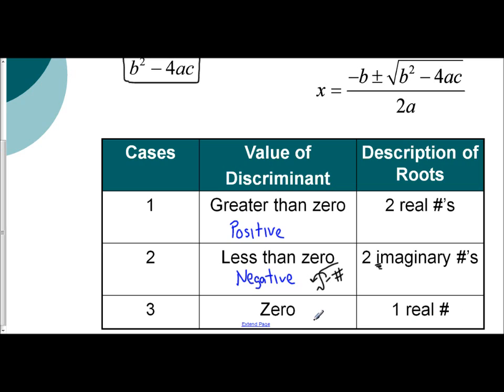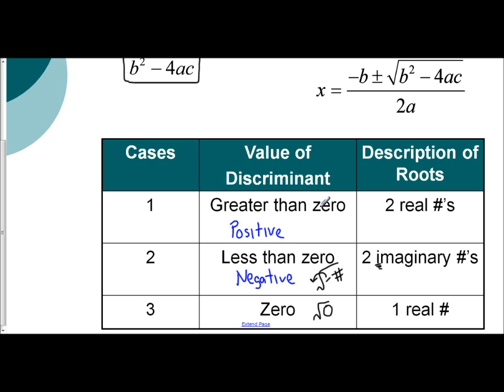And the reason why is because if you have the square root of 0, well, what's the square root of 0? Well, 0. And so if you were to put that into the quadratic formula, if you add or subtract 0, it doesn't change a number. So you're just left with negative b over 2a. And so these are the three cases for the discriminant.